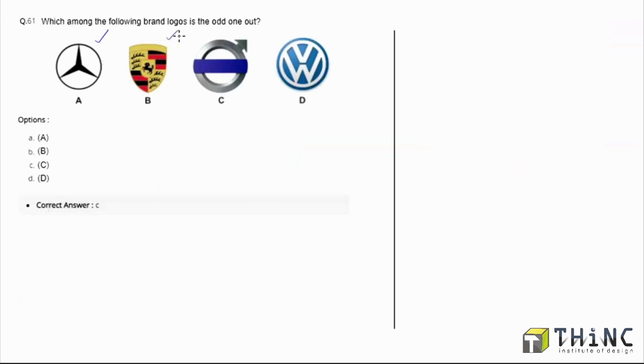So second one is Porsche. It's again German. The next one is Volvo, which is actually a Swedish brand. And finally coming to the last one, which is Volkswagen, which is again a German brand. So out of this, all are German except the option number C, which is Volvo, a Swedish brand. So option C is the right answer.